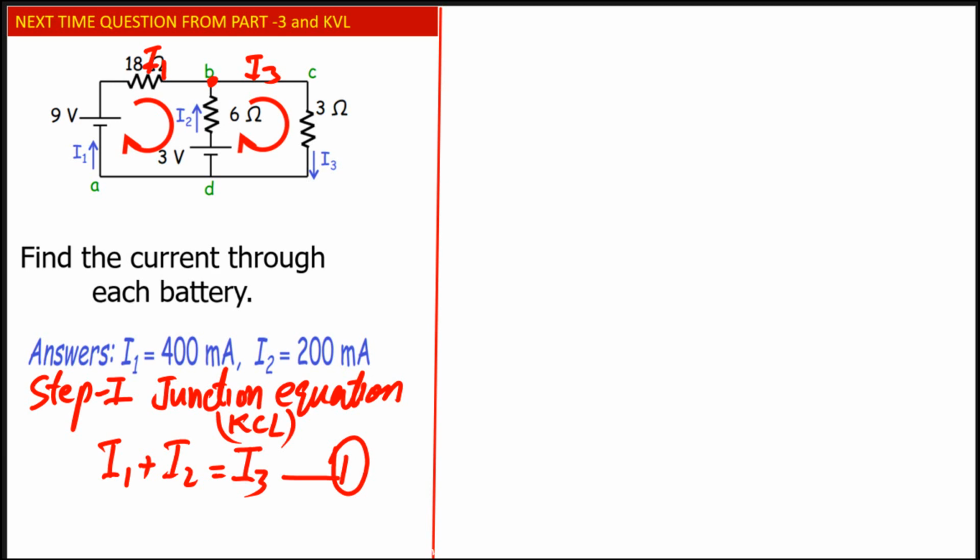Step number 2. We have to choose a loop. You can choose any loop and you can take any direction. But in this case, to make this question simple, I will choose first of all the left loop and I will follow the clockwise direction. So if I start from this point, let me also write down, this one is the left loop.